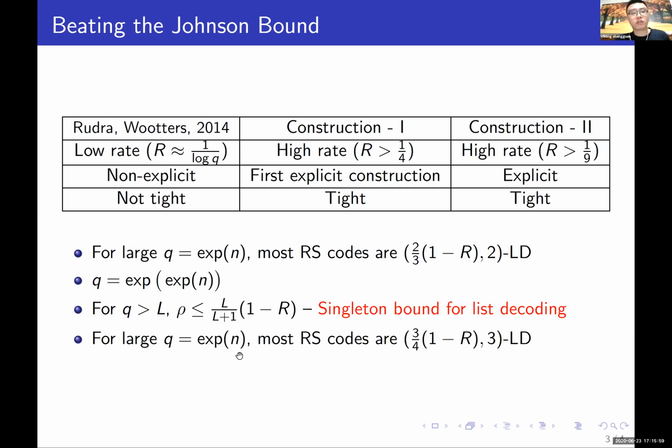Our second construction states that for large q, almost all RS codes are (3/4 times (1 minus R), 3) list decodable. And it beats the Johnson bound for R larger than 1 over 9. And then we can also provide an explicit construction, and this bound is also tight because it achieves the Singleton-type bound for L equals 3.